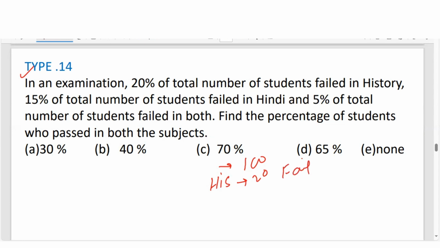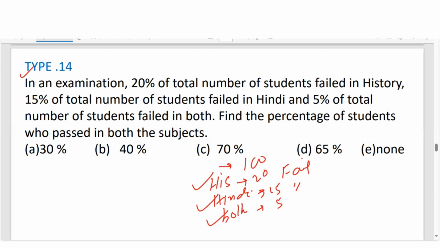Similarly, you see here 15% of the total failed in Hindi. So in Hindi, how much fail? 15% of total. That means 15 fail in Hindi. And now what is given? 5% of total failed in both. That means in both, 5 fail. So this many fail in History, this many in Hindi, and this many in both.